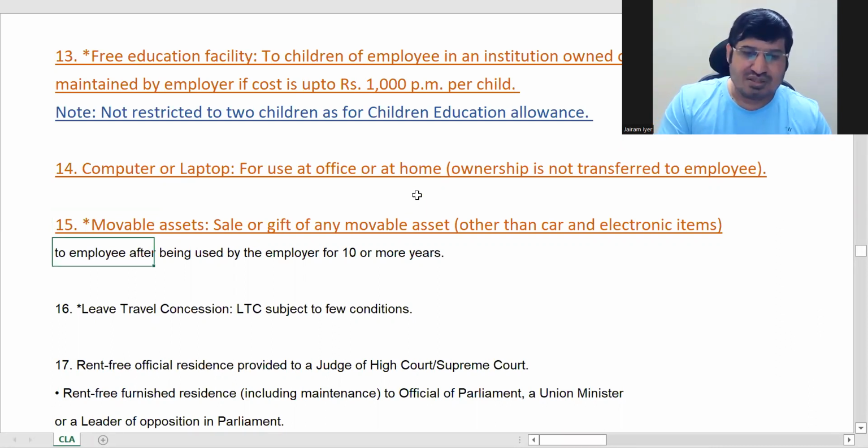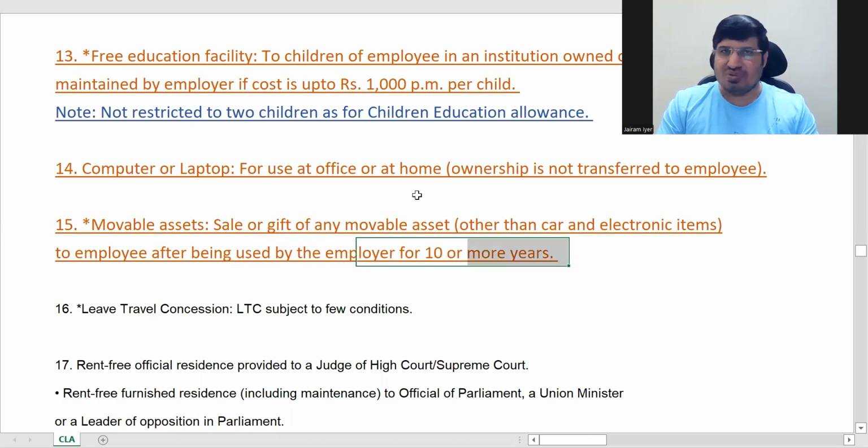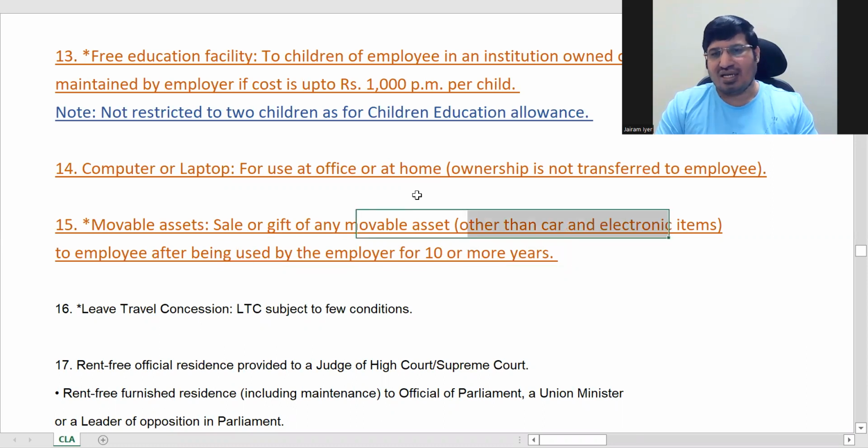Okay, to employee after being used by the employer for 10 or more years. Okay? And any movable asset which the employer has used for more than 10 years, after that, if he is gifting it or selling it to the employee, then it is not a perquisite. So it is assumed that in 10 years, it has lost all its value basically. Okay. Right, this is not for car and electronic items.